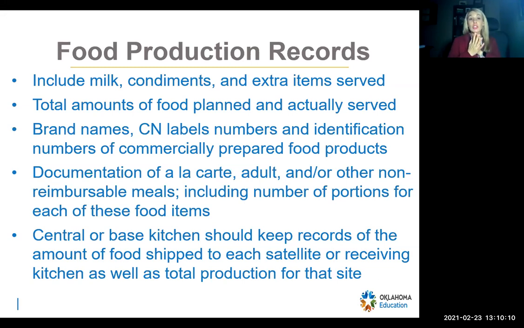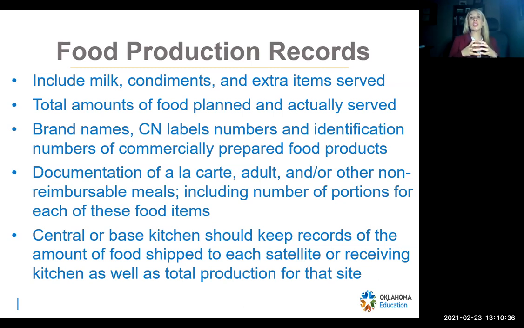We need total amounts of food planned and what you actually served. Again, we need brand name, CN labels. We need identification of any commercially prepared food products, documentation of a la carte, adult, and or non-reimbursable meals. And a central or base kitchen should keep the records for the amount of food shipped to each satellite. So again, we use these records for your review.